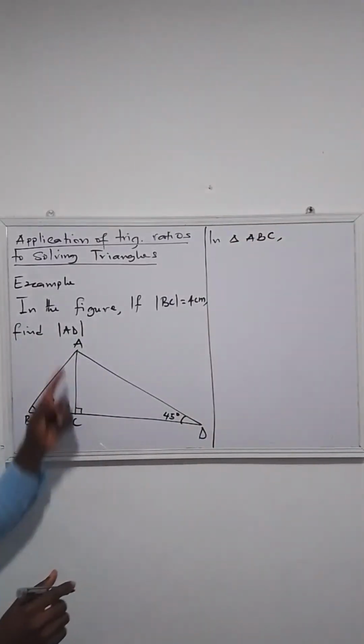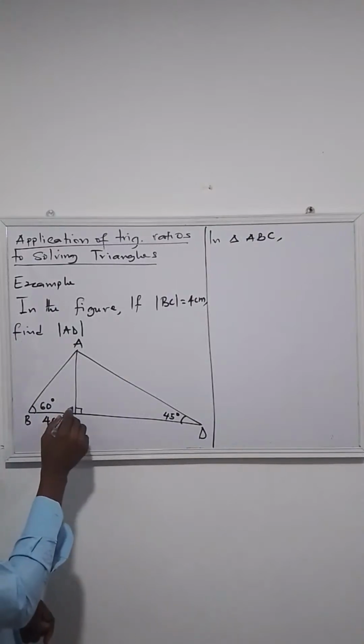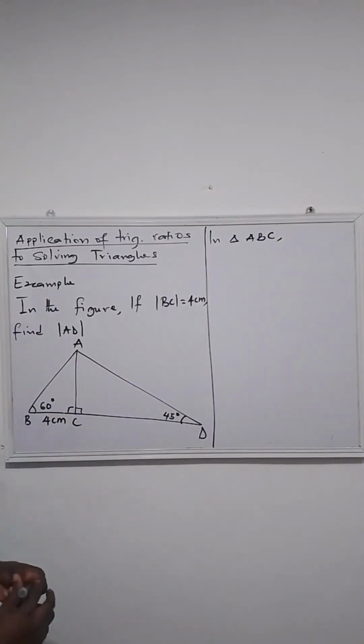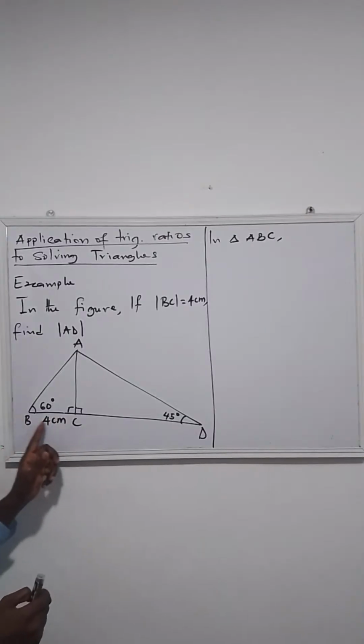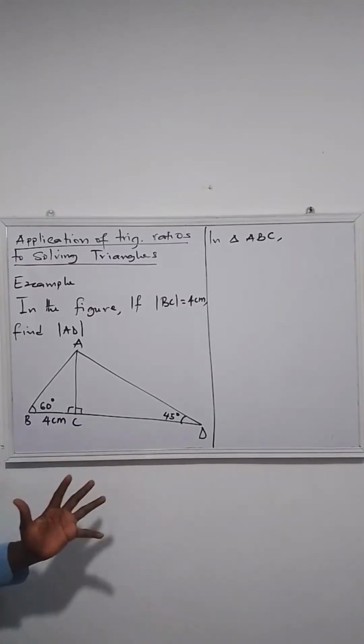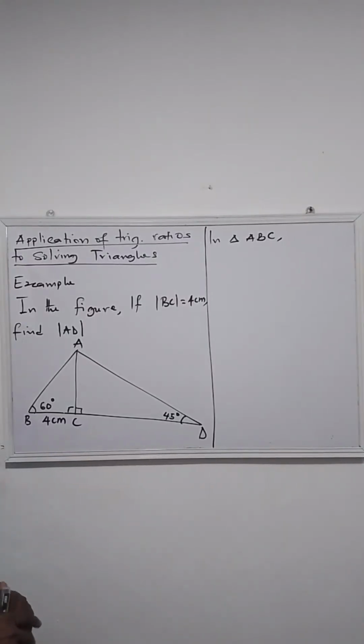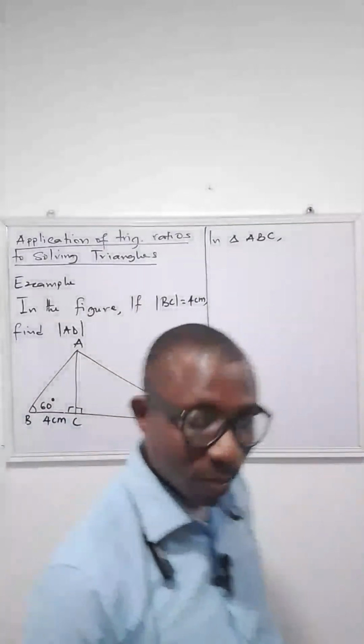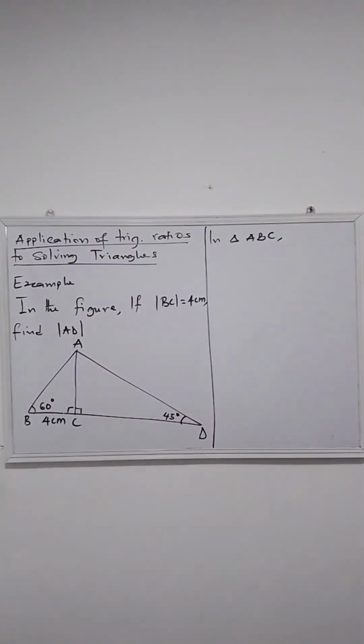Now when you look at this triangle ABC, this is a right angle triangle. I need you to tell me what side BC is. Is it the adjacent, or the opposite, or the hypotenuse? I want everyone to be on the same page. Now drop your answer in the comment section. I just need one or two responses before I commence.